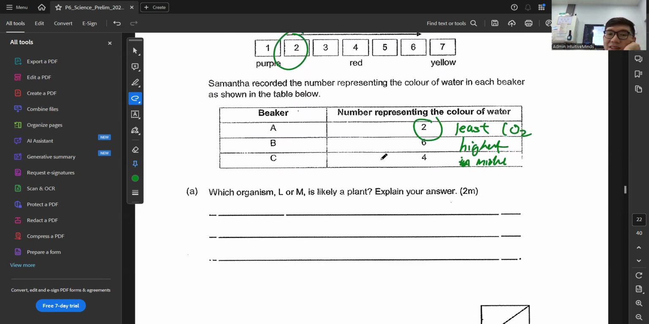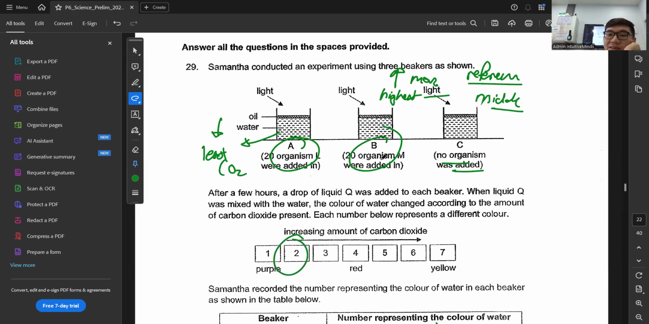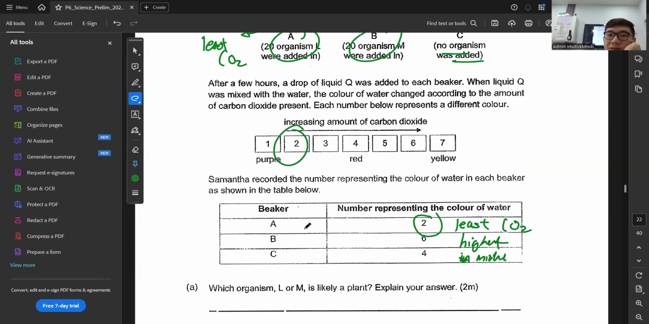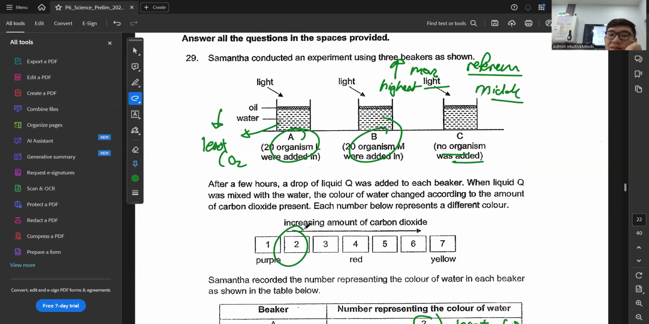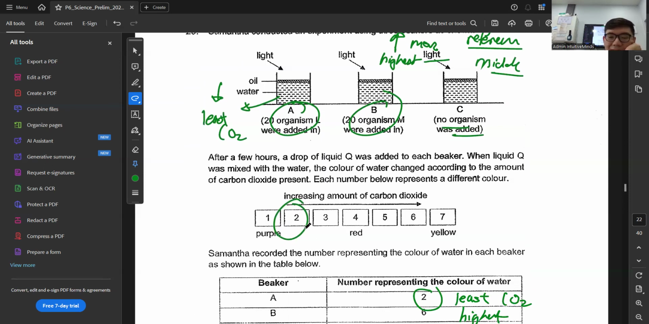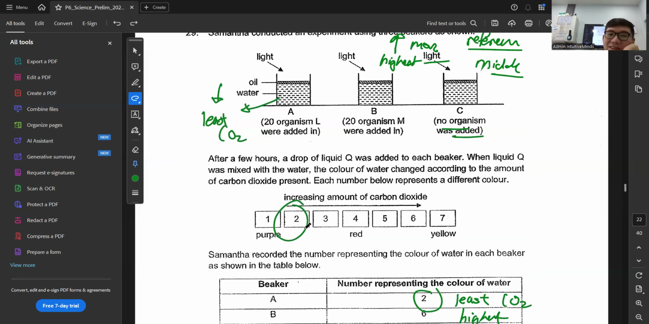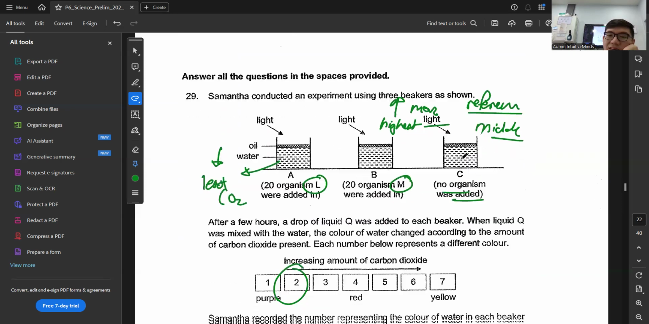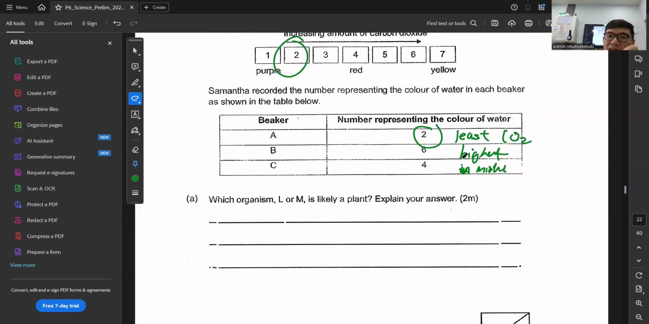So it is a plant. So which one is likely to be a plant? L or M? Which organism, L or M, is likely to be a plant? Where's L and M? I put A. Oh, you made L A and M middle. Okay, yeah. So it's L.